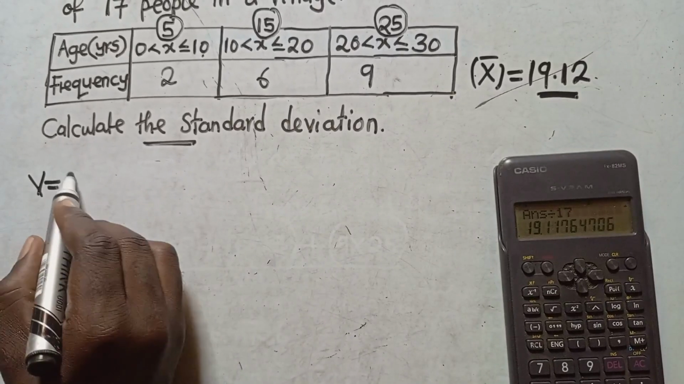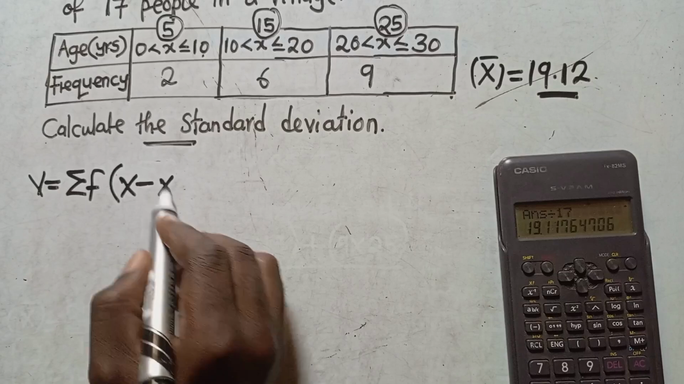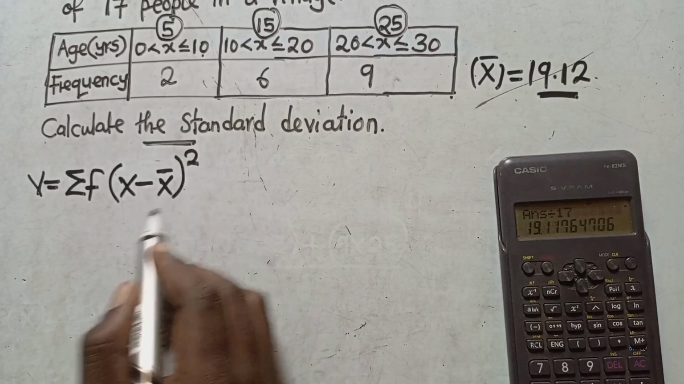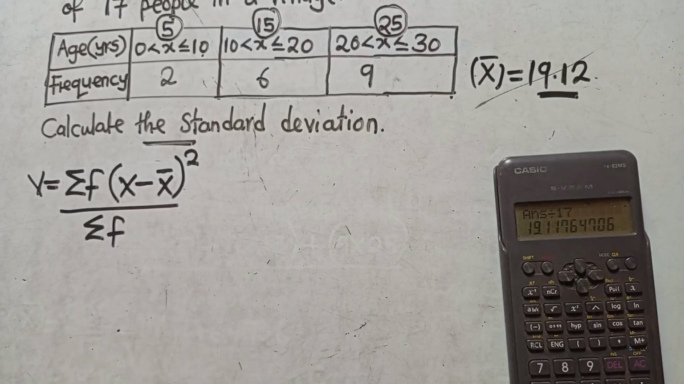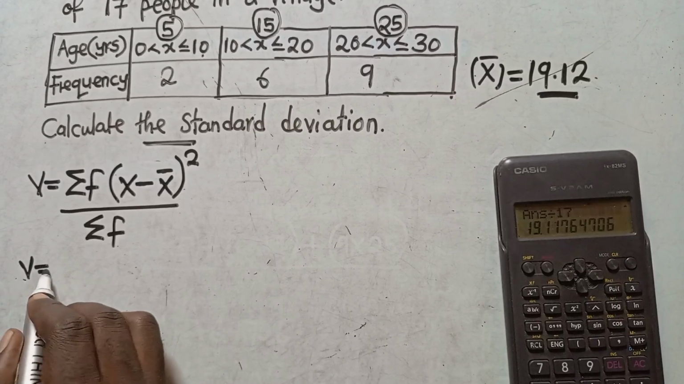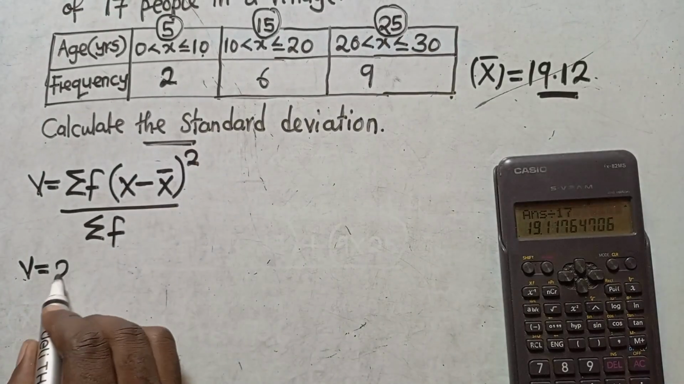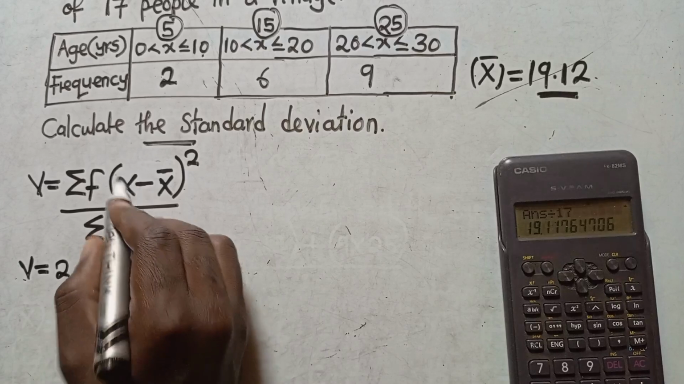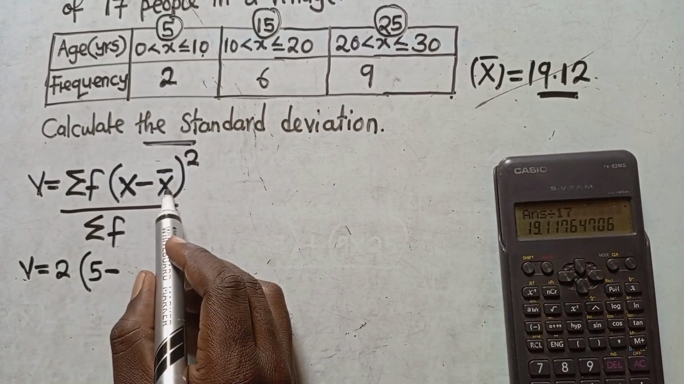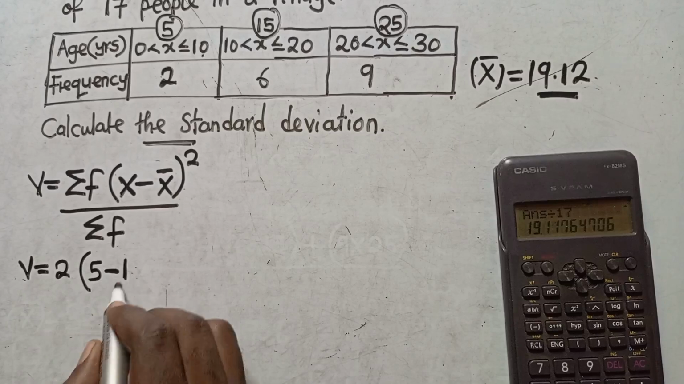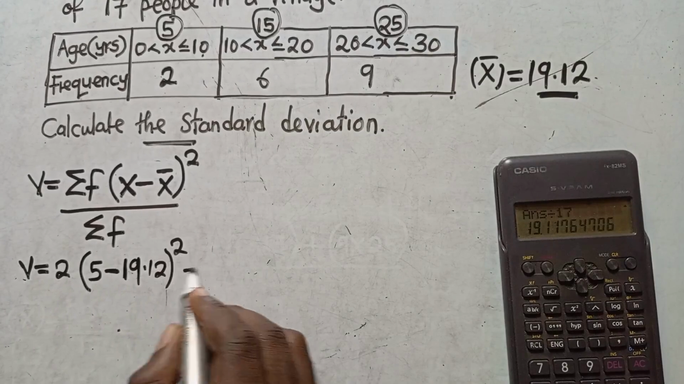How do we find the variance? Summation of frequency, open brackets, x minus mean, close brackets squared, over summation of total frequency. This is the formula we are going to use. Variance is equal to, I'm moving here, the frequency is 2. So I say 2, open bracket. What is x? x is 5. I put 5 there minus the mean, 19.12, squared. I say plus.